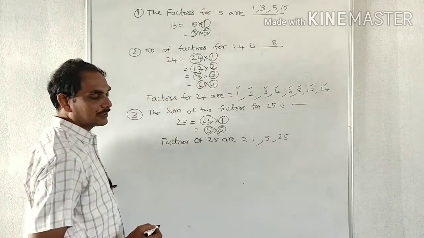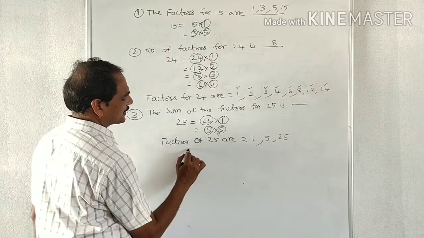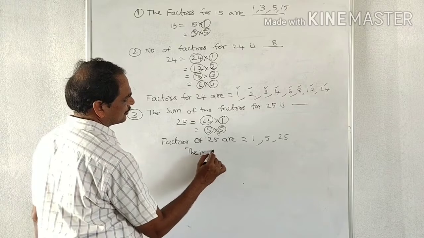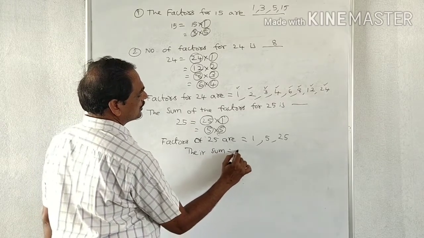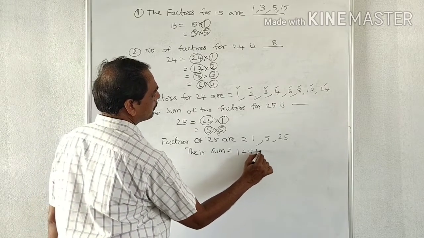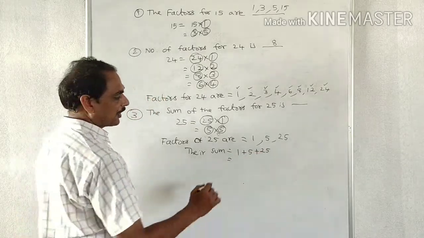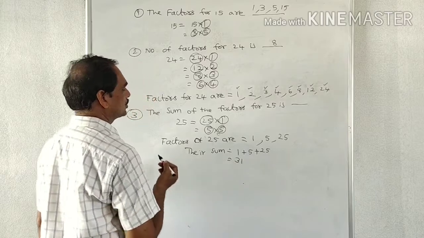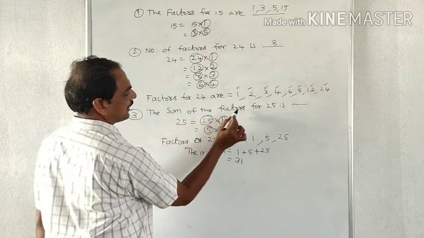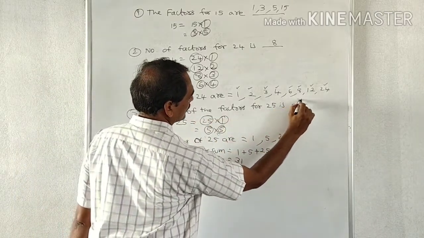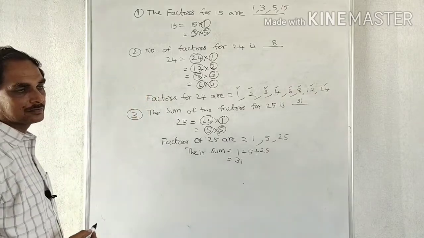These are the factors for 25, and their sum equals 1 plus 5 plus 25, which is 31. So we write: the sum of the factors for 25 is 31.